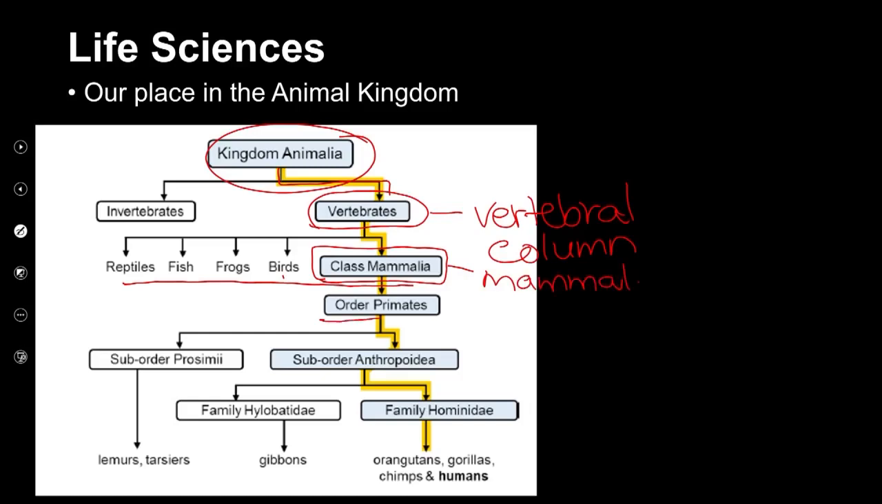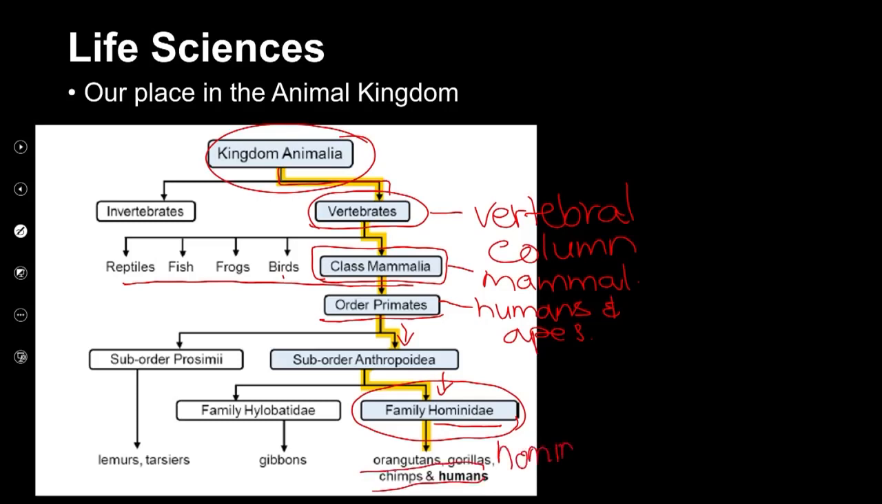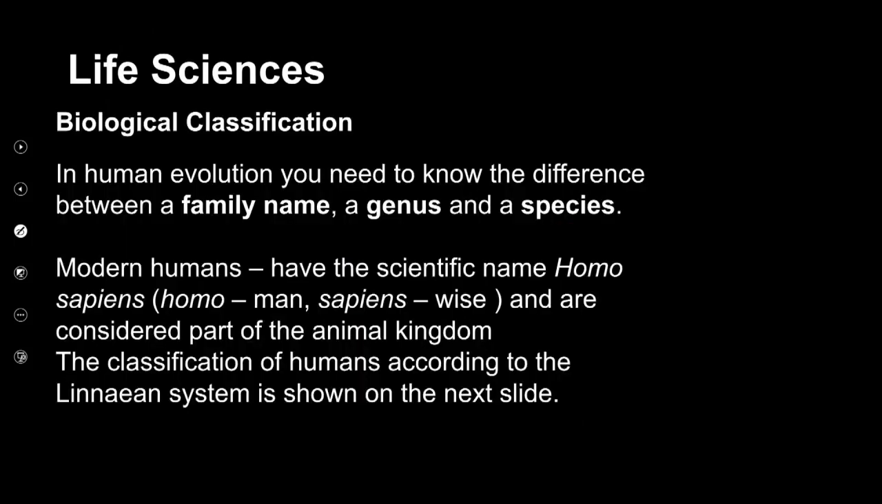Then we specifically fit into the order primates, as I mentioned previously. Humans along with apes are found in the primates. So we have humans and apes, the great apes. Then our suborder is Anthropoidea, and then we specifically belong, and this is where you need to know, to the family Hominidae. So we must know that name. Hominidae includes orangutans, gorillas, chimps, and humans. So it's all of the apes as well as humans. It is the hominids that we find in the family Hominidae.